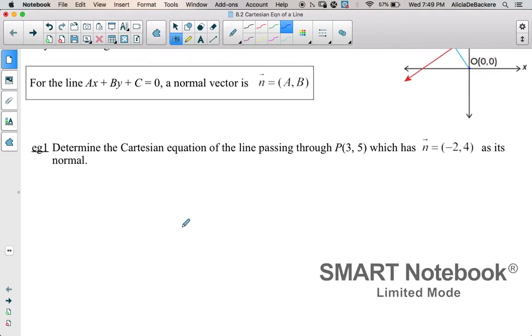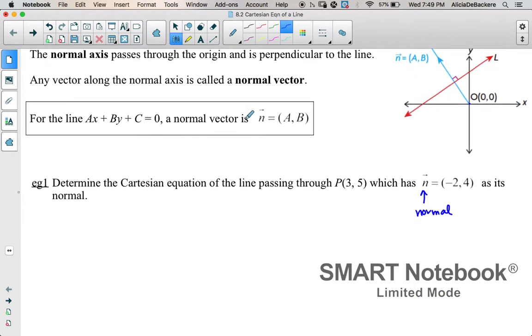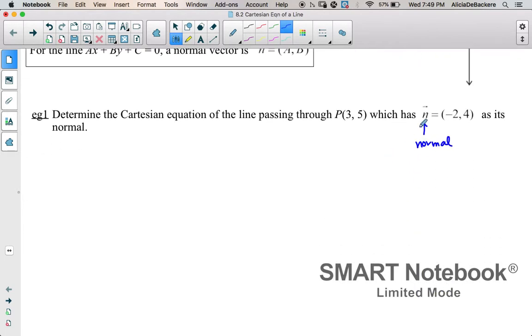So in example 1, we're going to determine the Cartesian equation of the line, and we're given a point, 3, 5, and I'm given the normal vector. So when we use this notation here, n is always going to be our normal vector, and when we use the notation m, like above, that's going to be standard for our direction vector. And they're telling me that that's the normal as well.